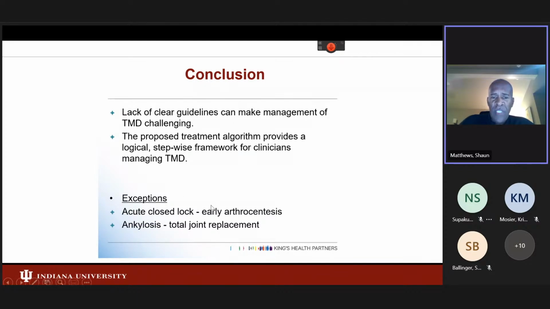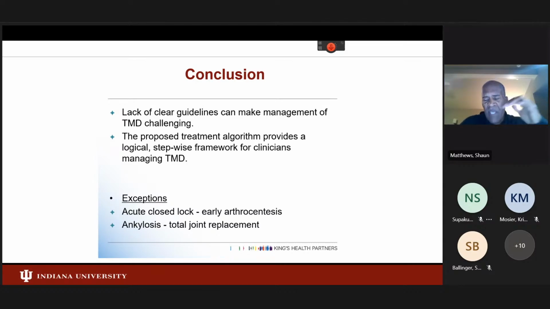There's also a condition called an acute closed lock, where patients suddenly, having previously been normal, find their joints become closed and locked acutely, because the articular disc has slipped anterior to the head of the jaw joint. And those patients benefit extremely well, if caught early enough, by an arthrocentesis, a jaw joint lavage procedure. So those, to me, are the two exceptions in my algorithm.